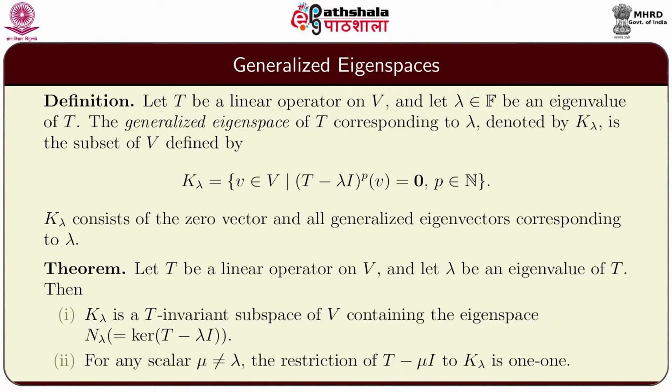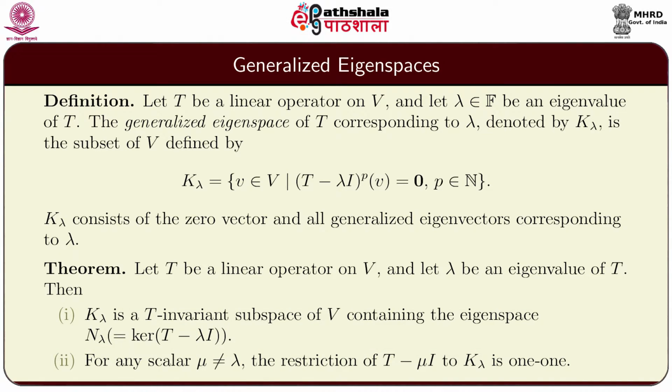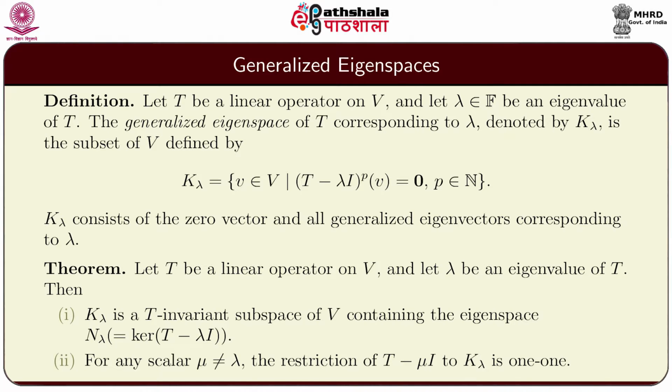Now, a theorem: let T be a linear operator on V and let λ be an eigenvalue of T. Then 1, K_λ is a T-invariant subspace of V containing the eigenspace N_λ, that is, the kernel of T − λI. And 2, for any scalar μ other than λ, the restriction of T − μI to K_λ is one-one.